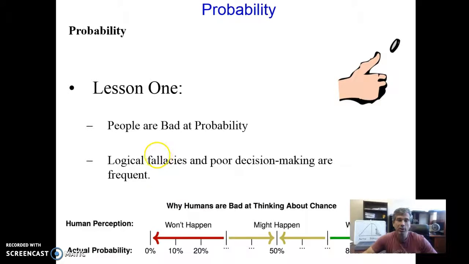So here's an interesting little chart that illustrates one kind of fallacy that people fall into. People tend to round probabilities. They round either down to 0%, up to 100%, or if it's somewhere close to 50%, they will consider it a 50-50 shot. Those are the round numbers that we really like.